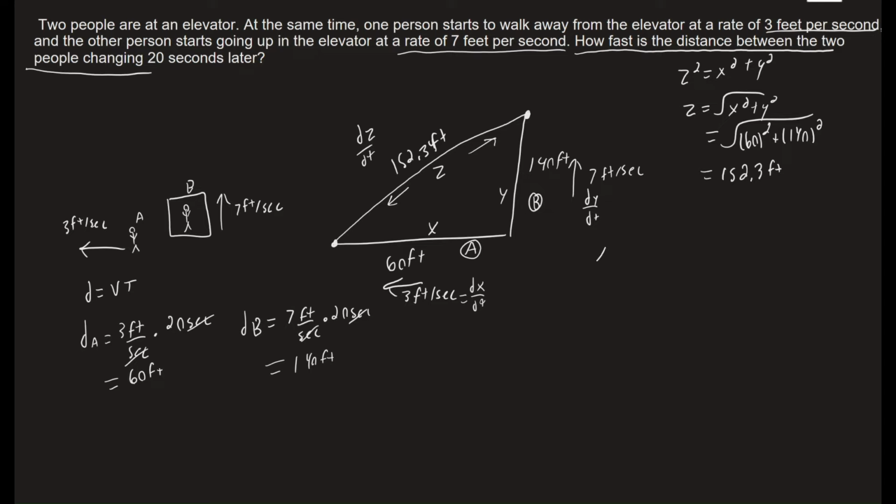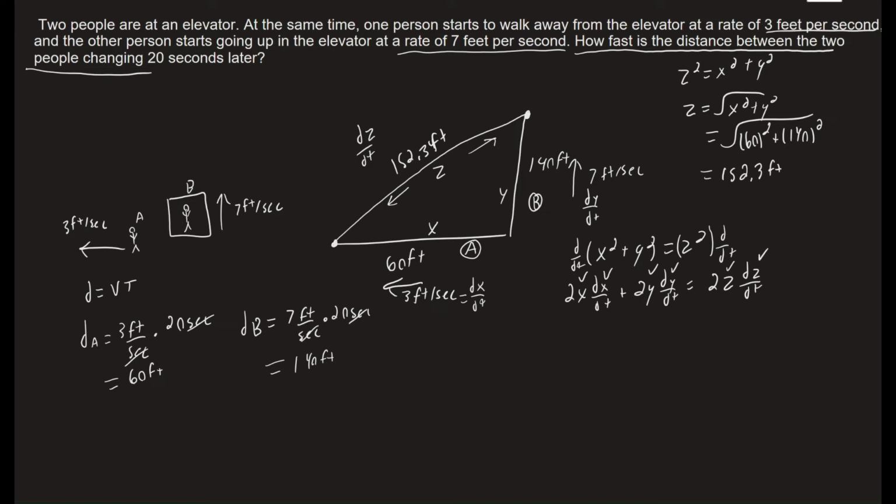So again, let's set up Pythagoras. Differentiate with respect to time on both sides. So 2x dx over dt plus 2y dy over dt equals 2z dz over dt. So let's see, we have x, that's 60. We have dx over dt, 3 feet per second. We have y, 140 feet. And we have dy over dt, which is 7 feet per second. We have z, and we're looking for dz over dt, so we'll be able to solve this.